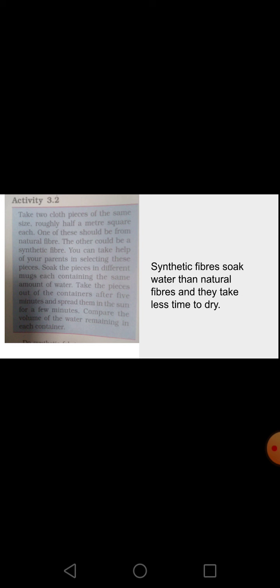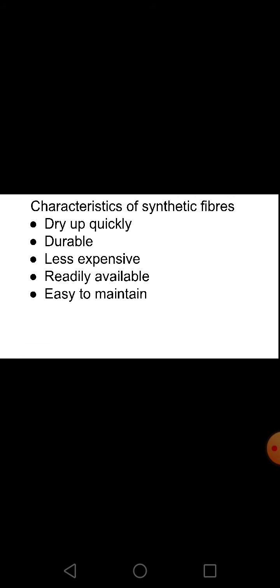If we soak the two types of fiber in a mug, synthetic fibers will absorb only a little water, so they will dry very easily. Now let us conclude their characteristics. What are the characteristics of synthetic fibers? They dry up quickly, are durable, less expensive, readily available and easy to maintain. So these are the properties that make synthetic fibers very popular.